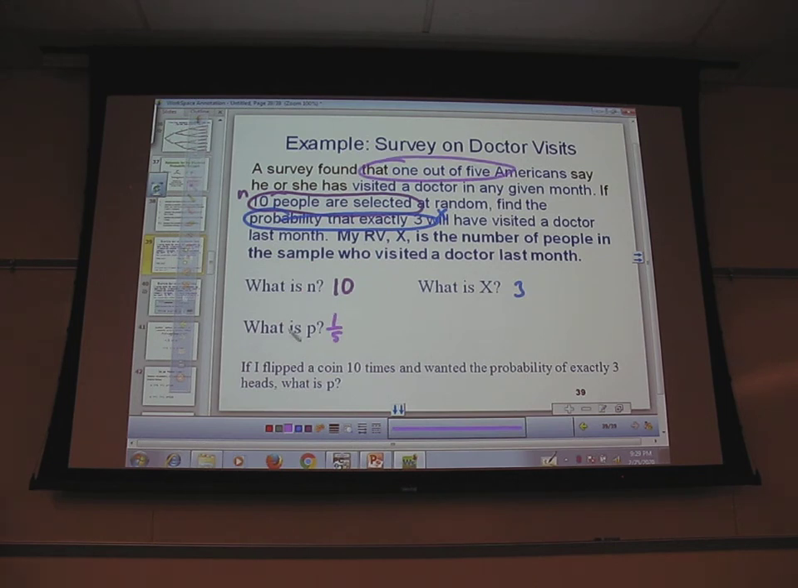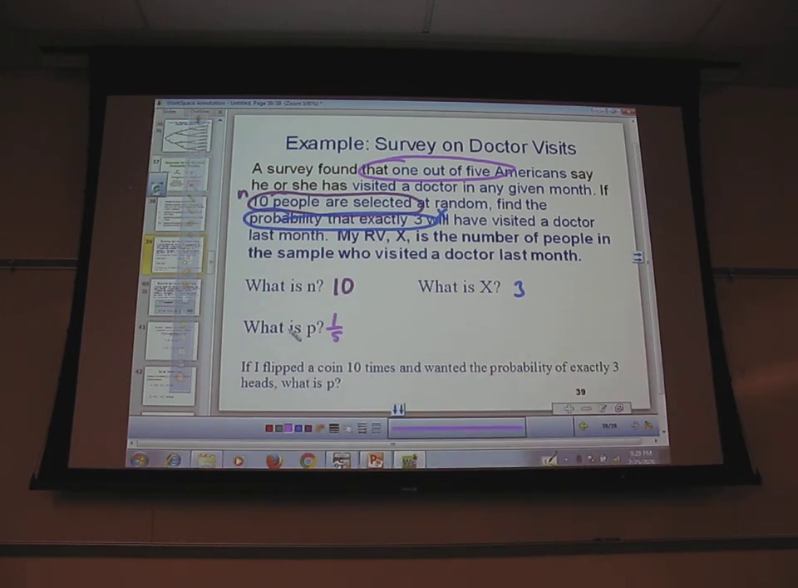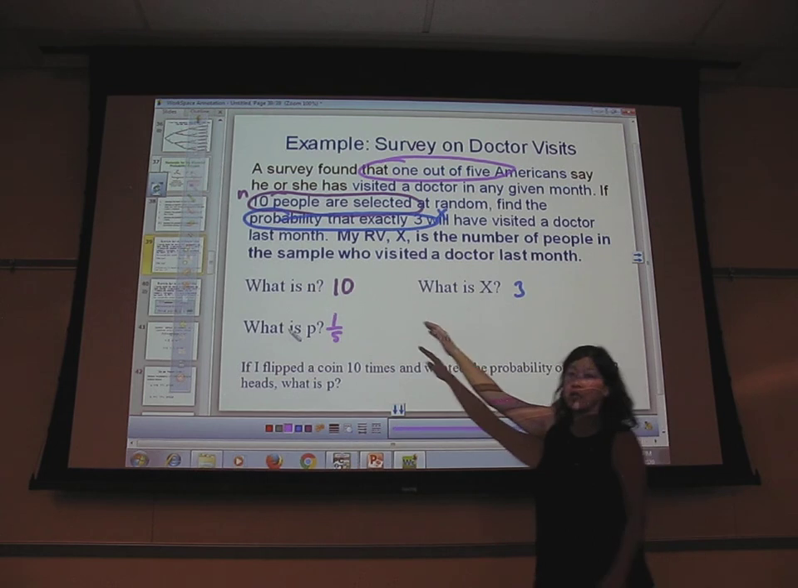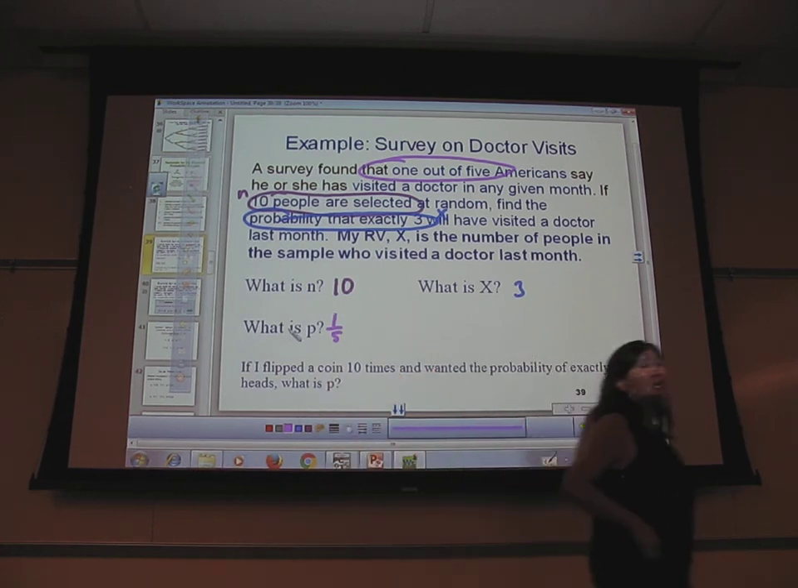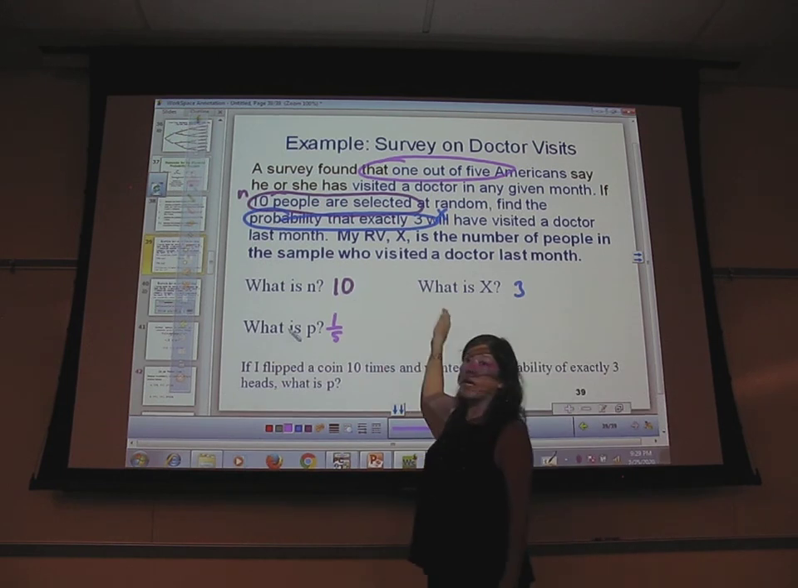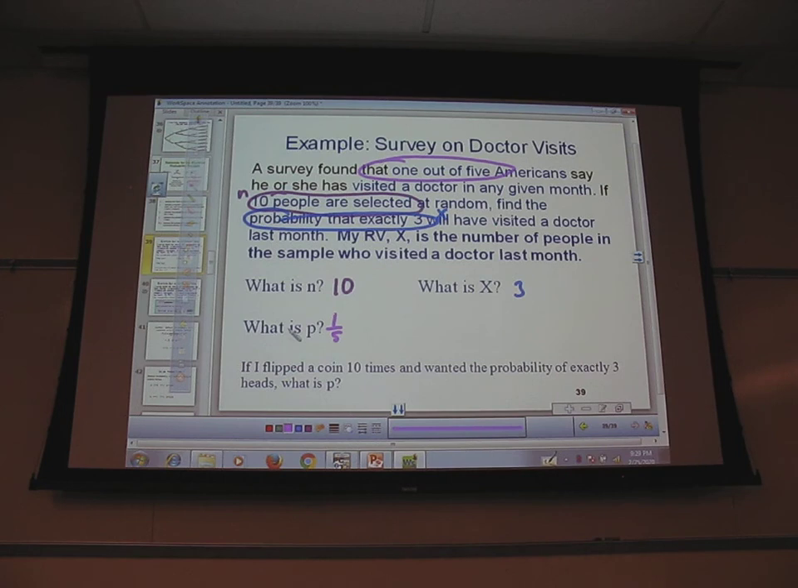So here's the deal. I want to point out what you should not do, because people really want to do this. They want to say P is 3 out of 10, or 1 out of 10 sometimes. P has nothing to do with N or X. I will say it again. Little p has nothing to do with N or X.